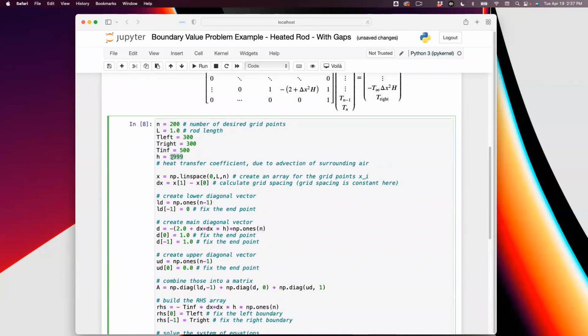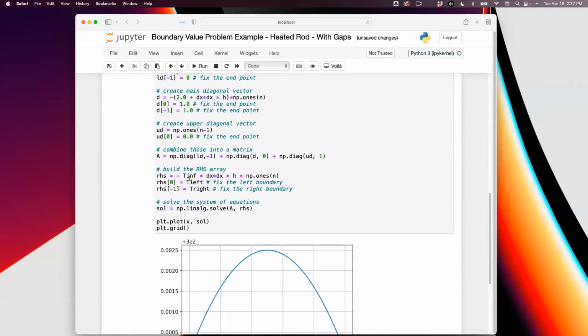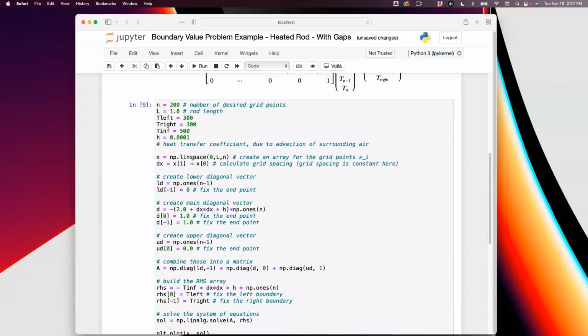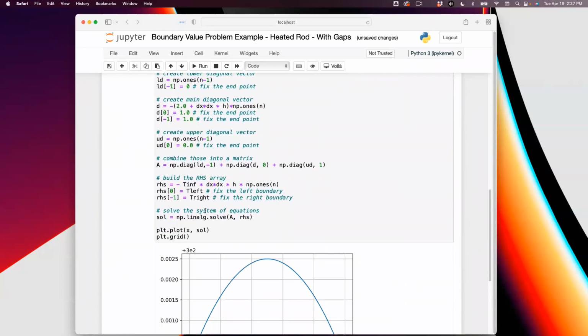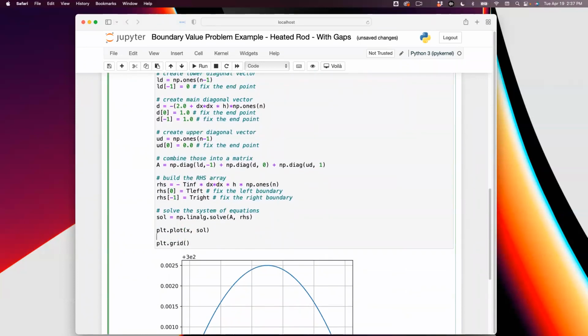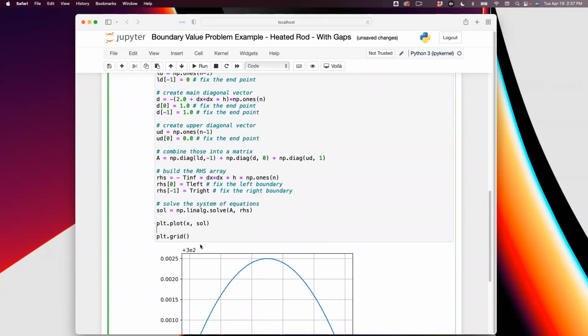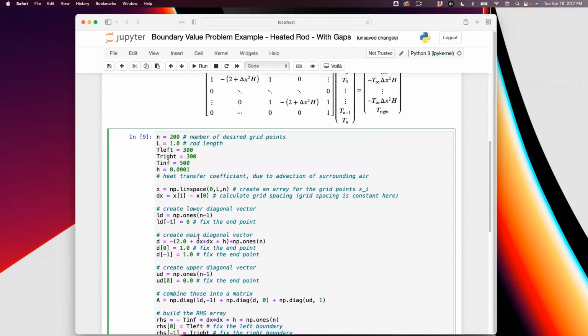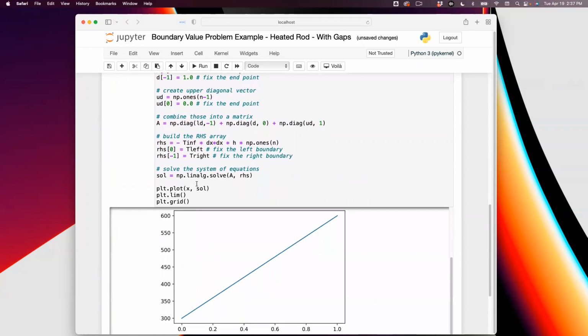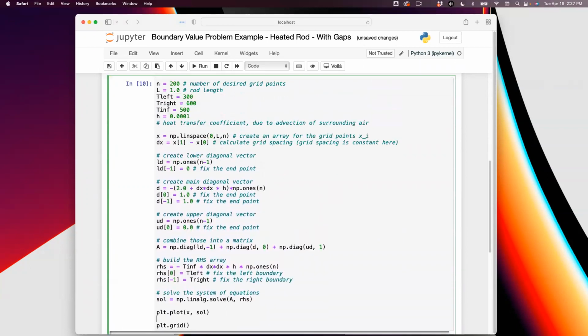However, if you make h very, very small, what you're going to get is essentially a straight line. So plt.ylim, it should be 300. Let's do 500 over here, 600. You get just a straight line.